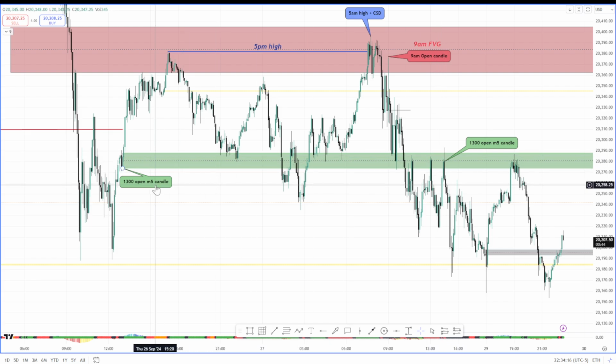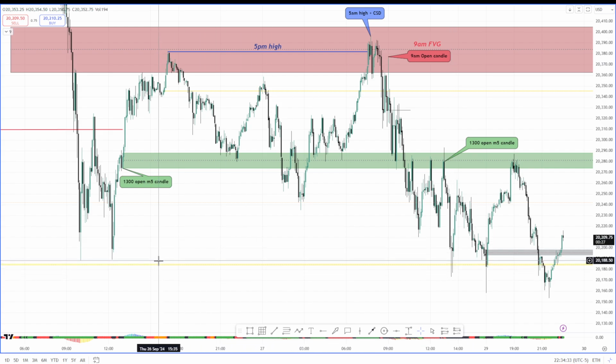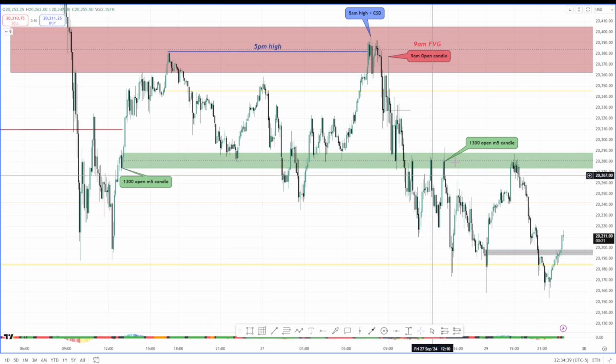We have the 1300 candle opens up right here with this down close candle, manipulates above these. Notice candle bodies hold CE of this 1300 candle, and we have an immediate sell-off running out the lows. The trigger was the 1300 candle open back into a 1300 candle open.